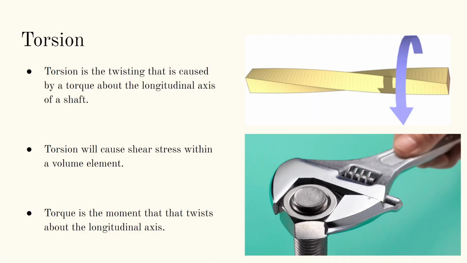Torsion is the twisting that is going to be caused by a torque about the longitudinal axis of an object. An example of this is this shaft, which is going to be creating torsion around this screw when it's being tightened. What causes torsion is a torque, so the torque is going to be formed in the wrench and is going to cause the torsion in the screw.